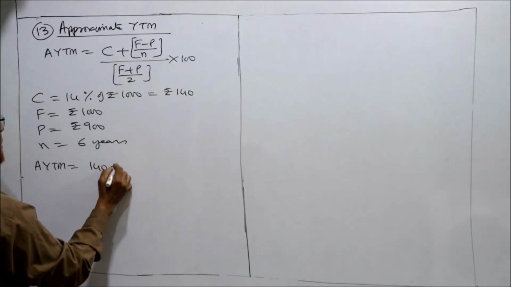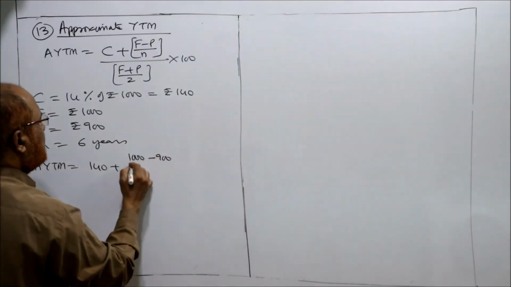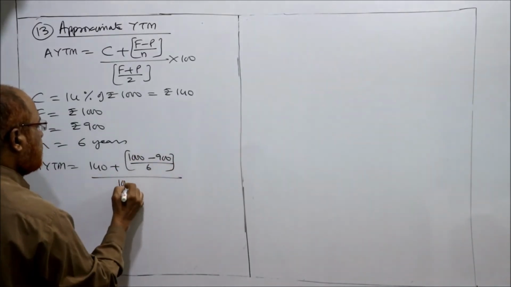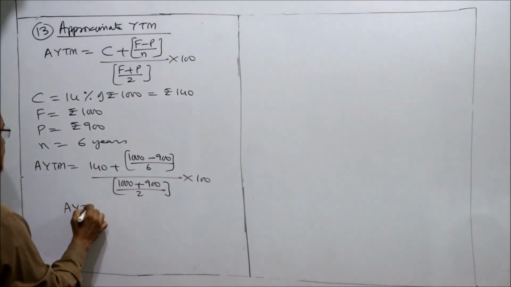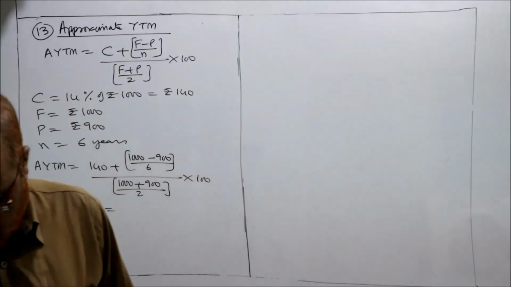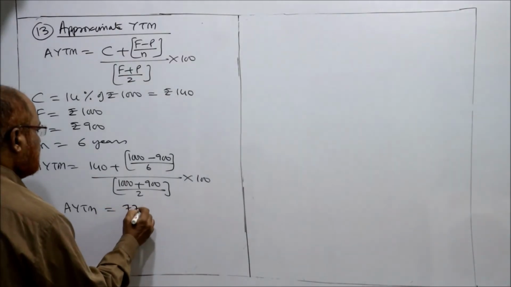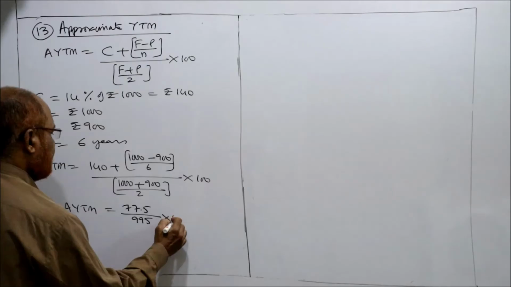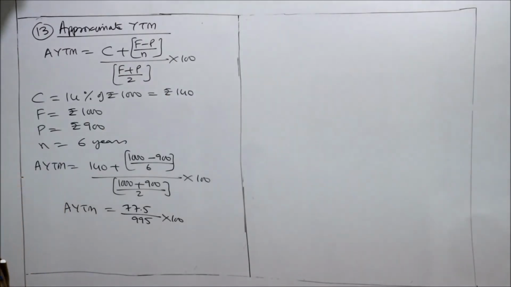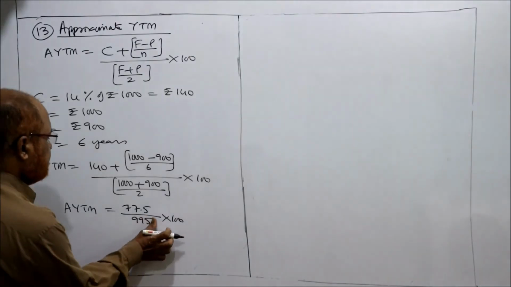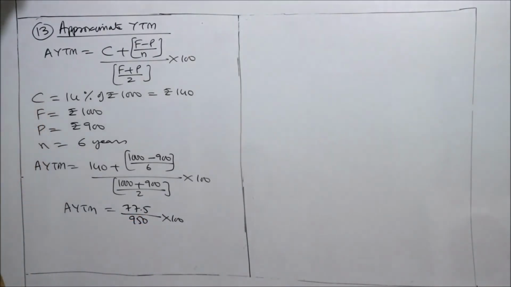So it is 140 plus 1000 minus 900 divided by 6, divided by 1000 plus 900 by 2, into 100. No, 140 plus 16.67, that is 156.67.